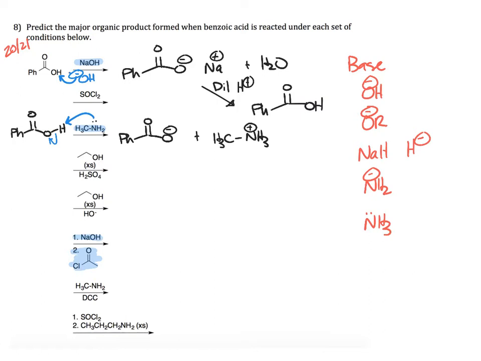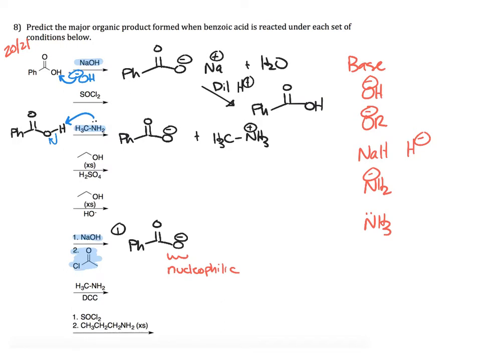Then the last one here is sodium hydroxide, but then we add something else. So step 1 is no different than what we saw in the first reaction. So you react and get the carboxylate. Okay, but that oxygen being negatively charged is nucleophilic. So if you put an electrophile in there, it can react with that.